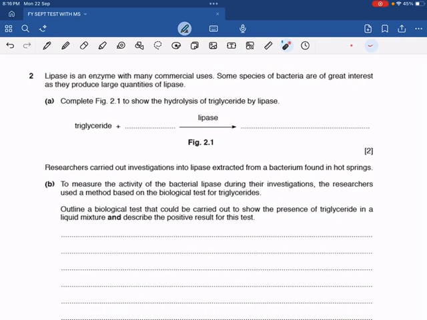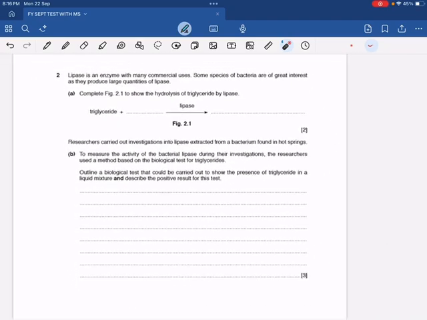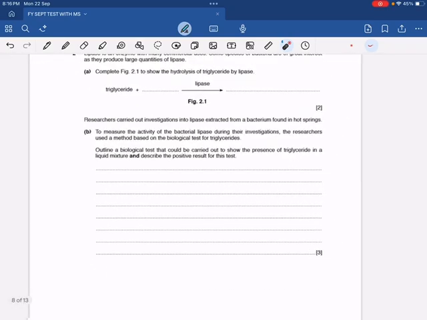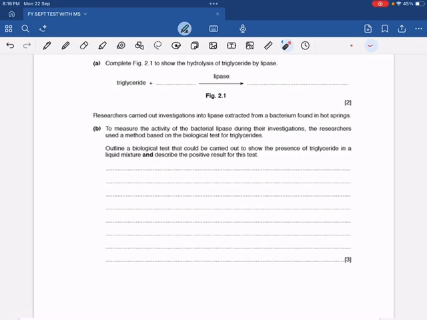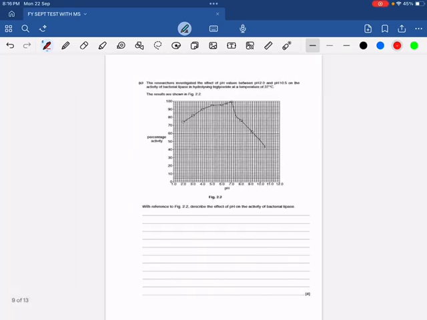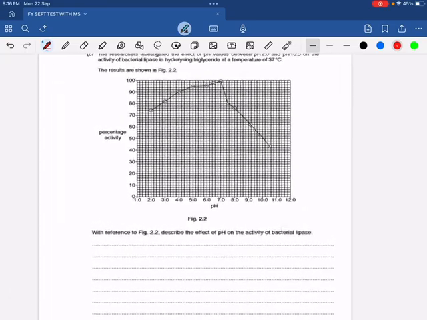This equation was very simple. Triglyceride plus water gives you fatty acid and glycerol, and then you had to do this. I think these are some extra things, right? So this question was not a part of your exam paper. And then you had the graph, I think so.